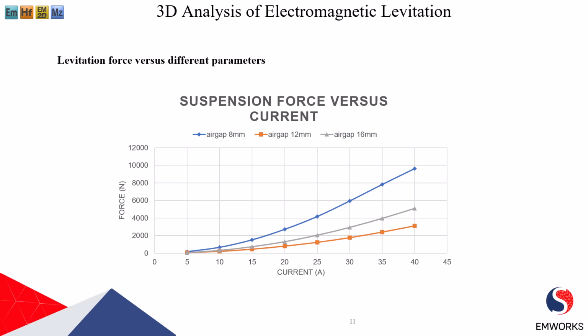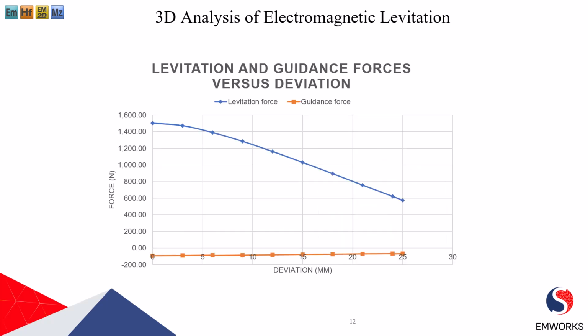This again gives you a better overview of your system, and how you might manage to increase the force or reduce the power of your system. So this is another example. Here we can see both levitation and guidance forces computed versus deviation. You can see the misalignment distance is changing, and we are evaluating both forces versus this change. And this is again using the parametric simulation.